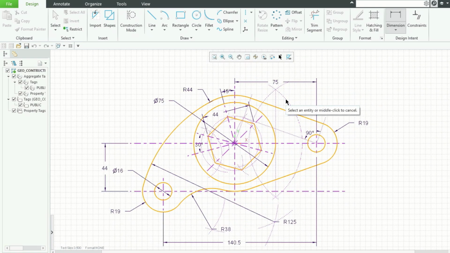That's all. We have learned the geometric constructions to create the mechanical design shape. Thank you for watching this video.